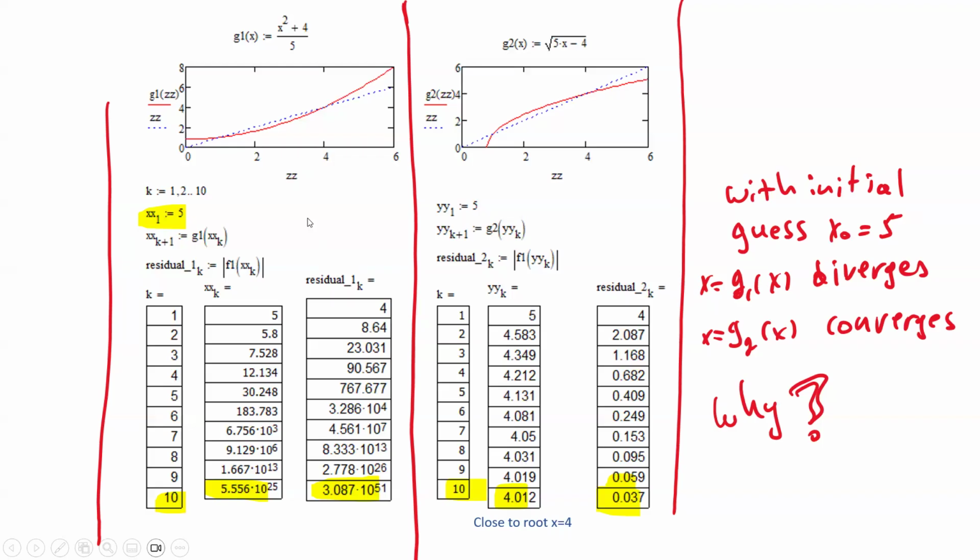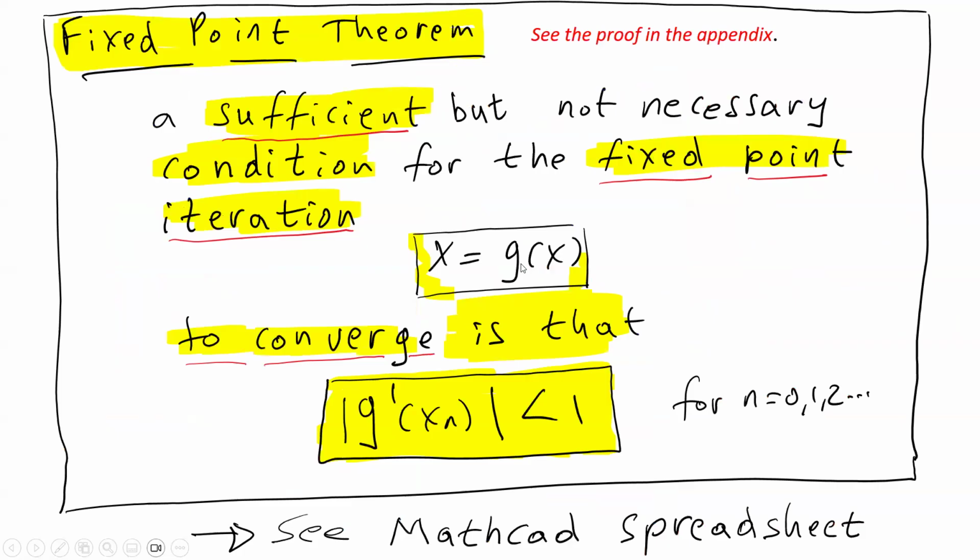For this reason, this condition happens for fixed point iterations, and we have to know how we can be sure our rearrangement and initial guess will actually converge. To ensure convergence, we use the fixed point theorem. This is a sufficient but not necessary condition for fixed point iterations. According to the theorem, the absolute value of g prime of x at the initial guess should be less than 1.